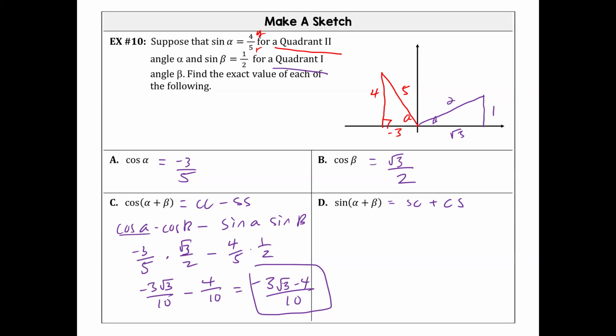-3 times square root of 3 is -3 square root of 3. 5 times 2 is 10. 4 times 1 is 4. 5 times 2 is 10. They're already common denominators. Yeah. You're not dumb. Just have a little brain fart.